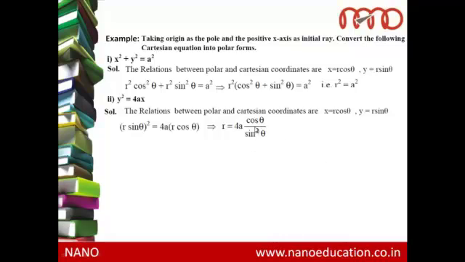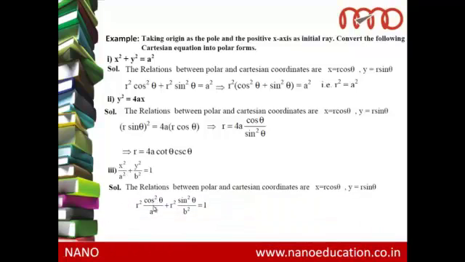One cos theta by sin theta you can see as cot theta, and 1 by sin theta we can see as cosecant theta. So the same equation can also be written as r equal to 4a into cot theta into cosecant theta. So I think now you should be able to do this. x will be replaced by r cos theta, y by r sin theta.